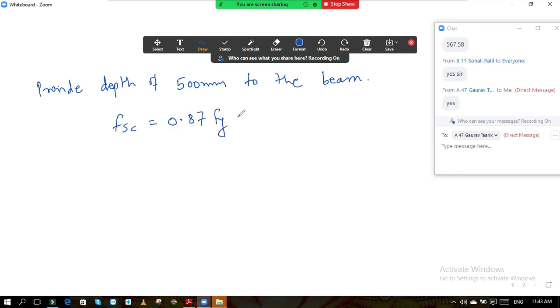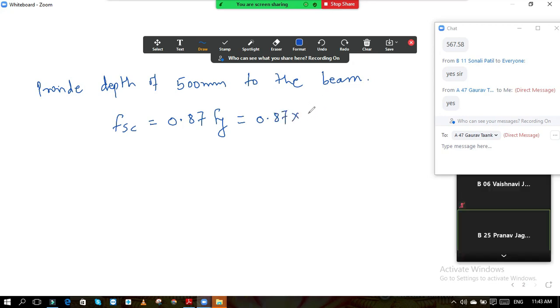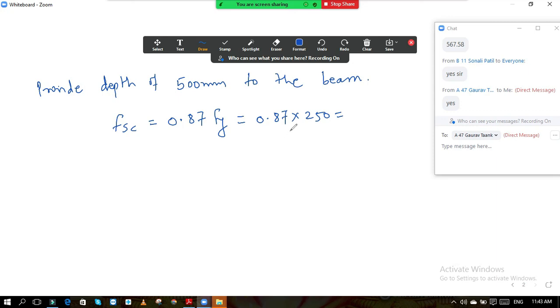It is now very easy to calculate as Fe 250 is given. So Fe 250 is given, you have a direct formula. So you can directly use the formula, but when Fe 415 and 500 is there, you need to use the table. So now if you solve this, you will get the value 217.5 Newton per mm square.